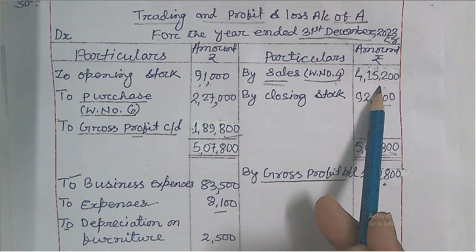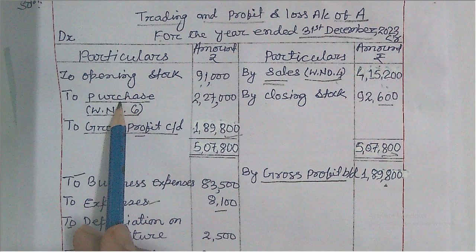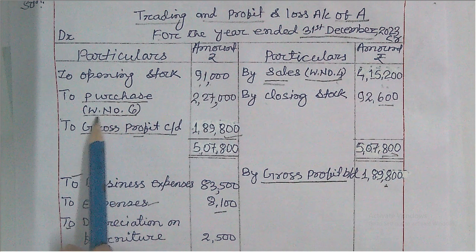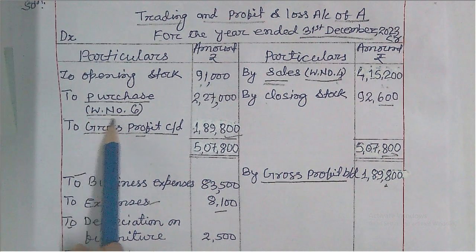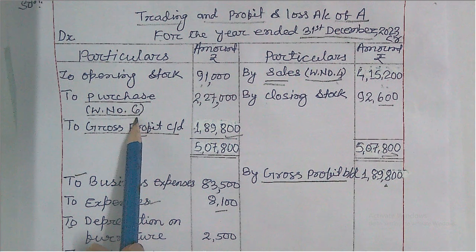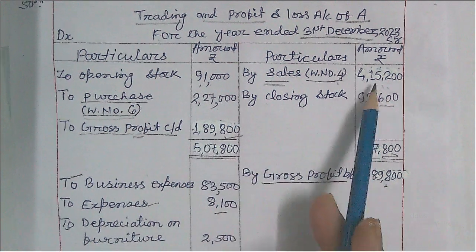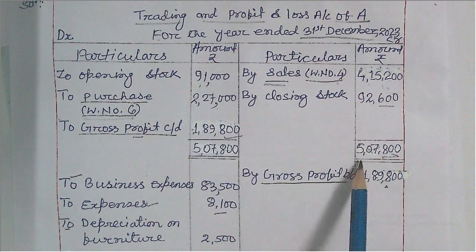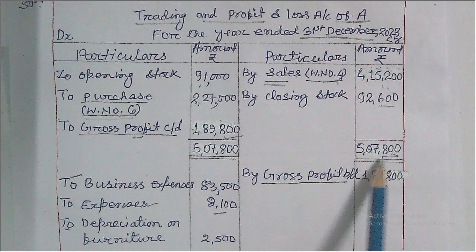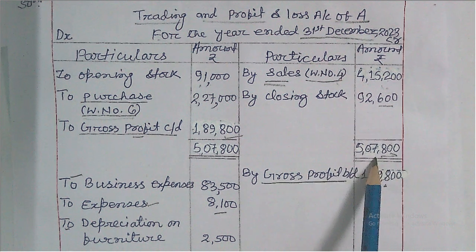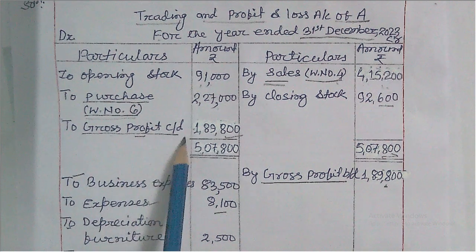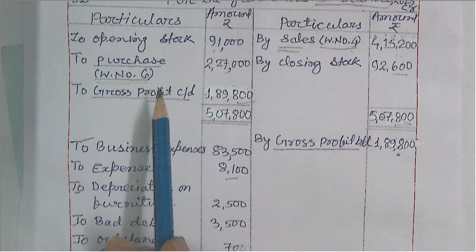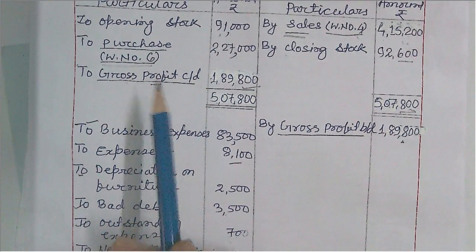It is not given, it is calculated. Similarly, the purchase figure is also not given, it is calculated, 2,27,000, and it is calculated as per working note number 7. Okay, and now see the total of the credit side, 4,15,200 and 92,600. When we total it, it comes to 5,07,800, and that is, the credit side is greater than the debit side, so your gross profit is 1,89,800. Okay, now this gross profit we transfer to the profit and loss account immediately below the line here.